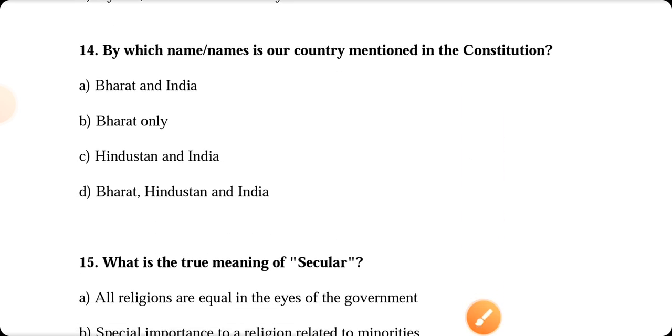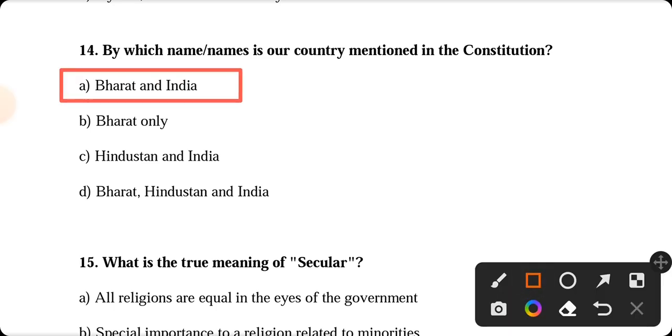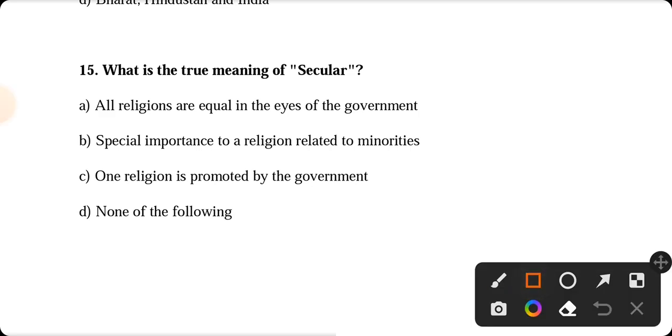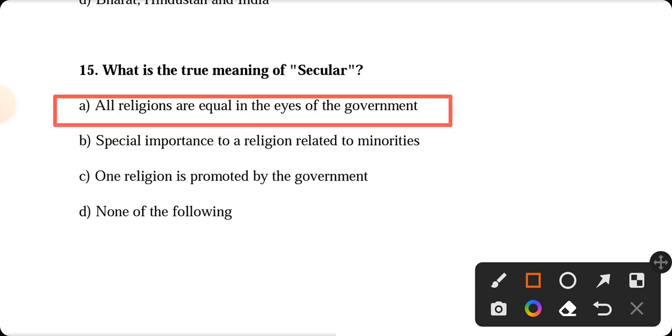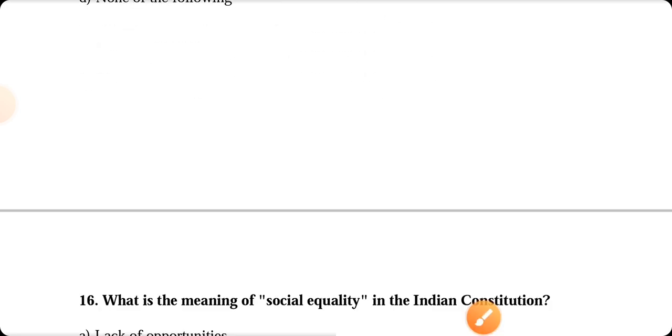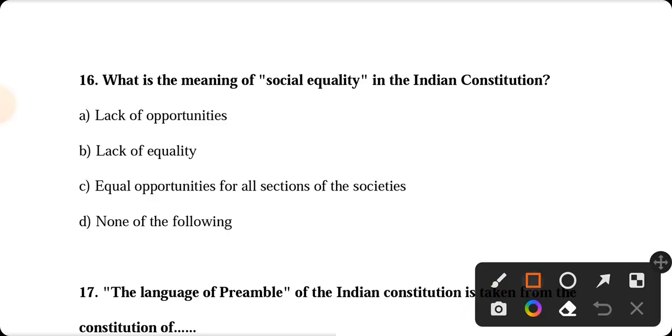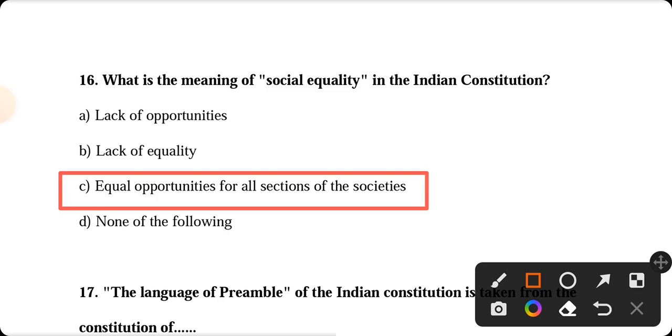By which name is our country mentioned in the Constitution? Bharat and India were mentioned in our Constitution. What is the true meaning of secular? India is a secular country and the meaning of secular is all religions are equal in the eyes of government. What is the meaning of social equality in the Indian Constitution? Social equality means equal opportunities for all sections of a society.